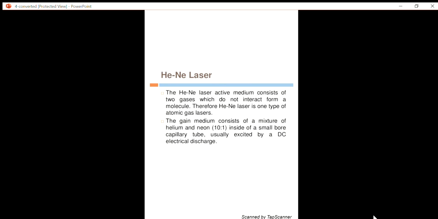The helium-neon laser active medium consists of two gases which do not interact to form a molecule. Therefore, the helium-neon laser is one type of atomic gas laser. The gain medium consists of a mixture of helium and neon in a 10:1 ratio inside a small bore capillary tube, usually excited by a DC electrical discharge.